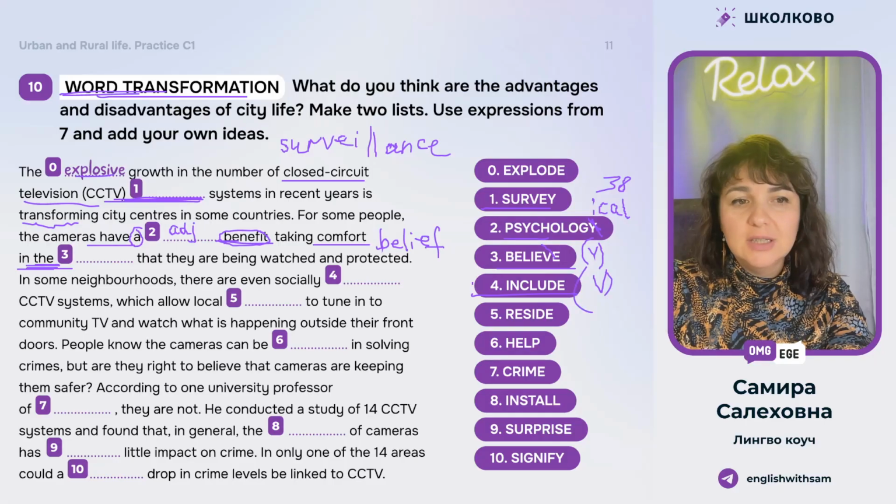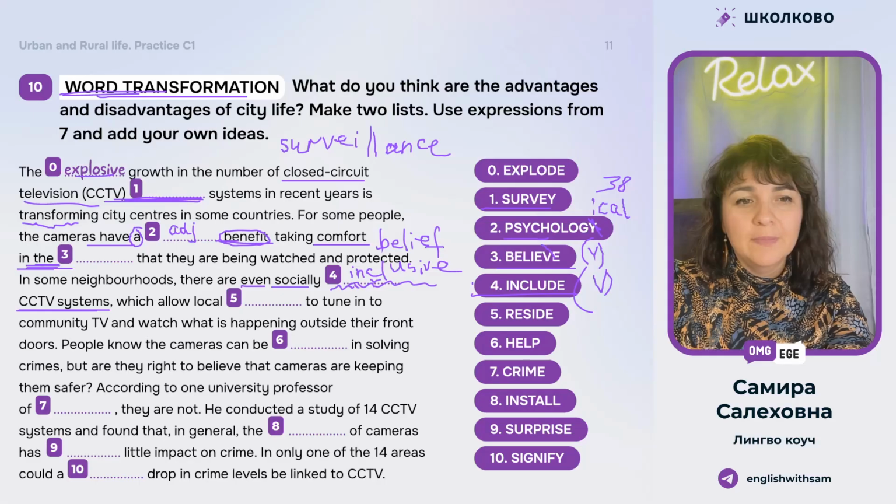Okay, so in some neighborhoods, there are even socially include a verb here. Socially CCTV systems, which allow locals to tune into community TV and watch what is happening outside their front doors. Так. Какая часть речи нам здесь нужна? Even socially CCTV systems. Существительное, значит, здесь должно быть прилагательное. Да? Inclusive. That's right, Nikit. Great job. Inclusive.